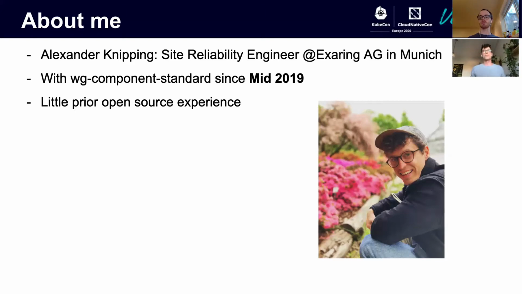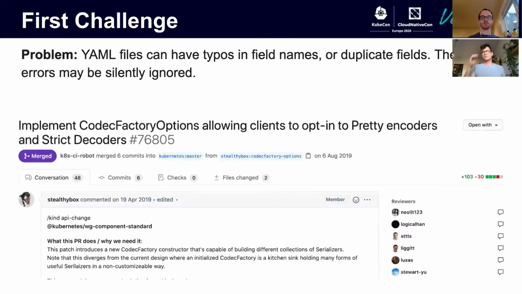All right, so back when I started coming to the meetings of the working group, there was just this PR that was just merged, basically CodecFactory options, which allowed some options to pass to CodecFactory, mainly the pretty encoders and the strict decoders.